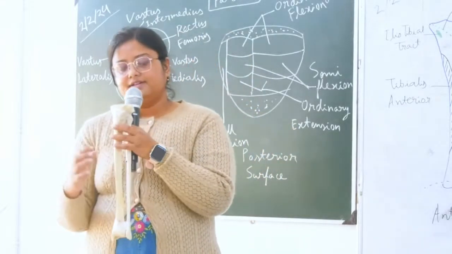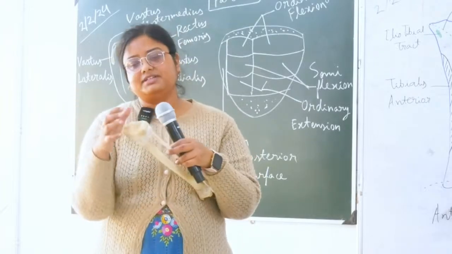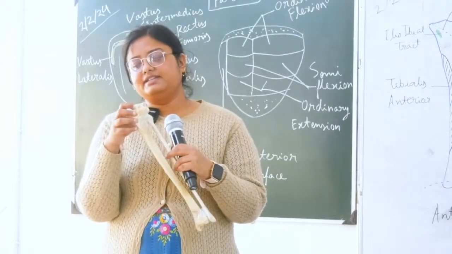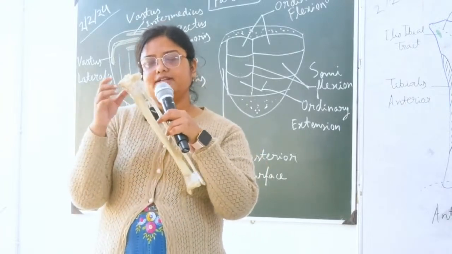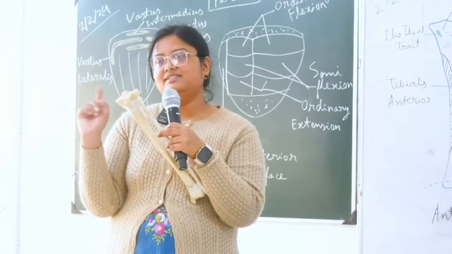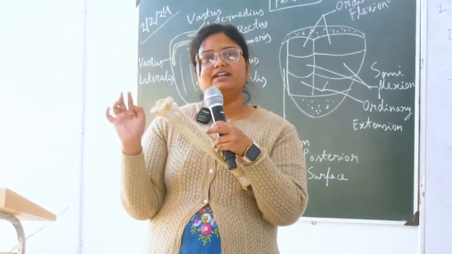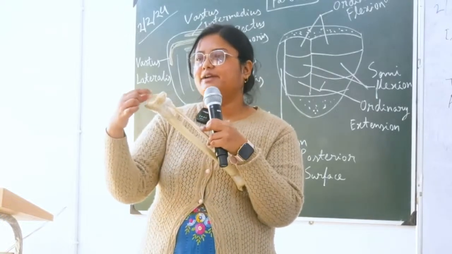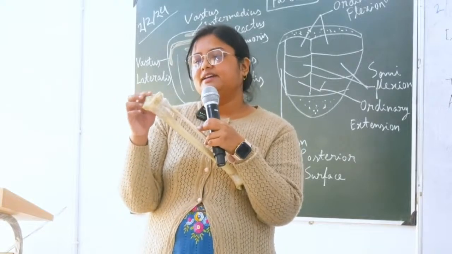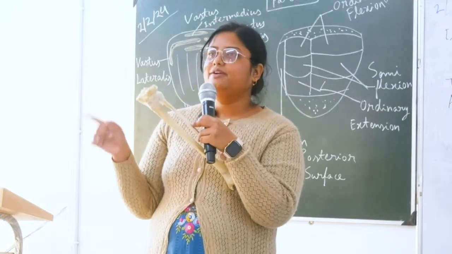Now, the attachments of the intercondylar area are very, very important. These two are the condyles of the tibia: the medial condyle and the lateral condyle. Medial condyle is larger and oval in shape, and lateral condyle is smaller and circular in shape. In between them, this rough area is the intercondylar area. In the middle part it is narrow, and anteriorly and posteriorly it is expanding. In the middle part there is the intercondylar eminence, this projecting part.